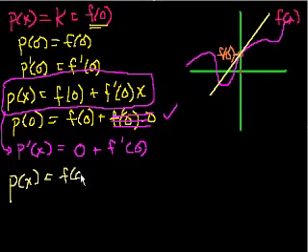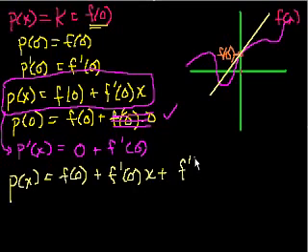We're going to have f of 0. Remember, this is just a constant term. Plus f prime of 0, the first derivative at 0, the slope at 0, times x, plus f prime prime, the second derivative of the function at 0, times x squared over 2.